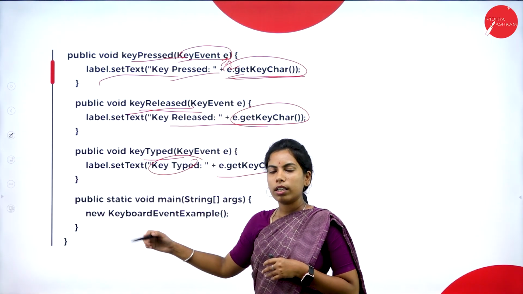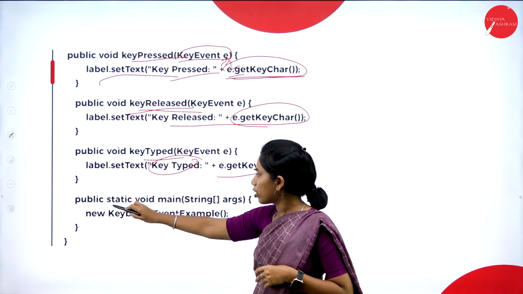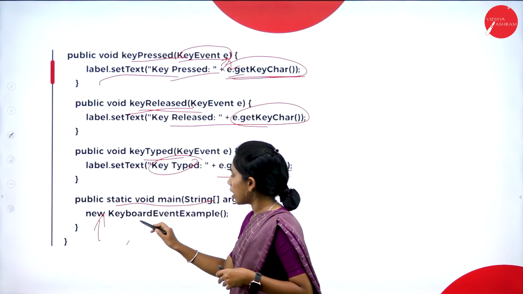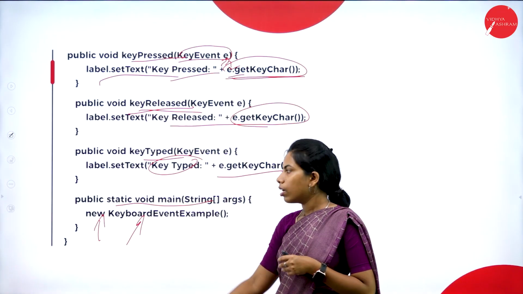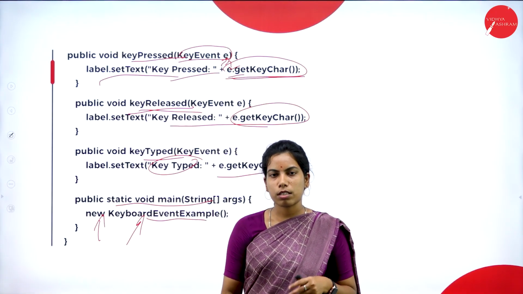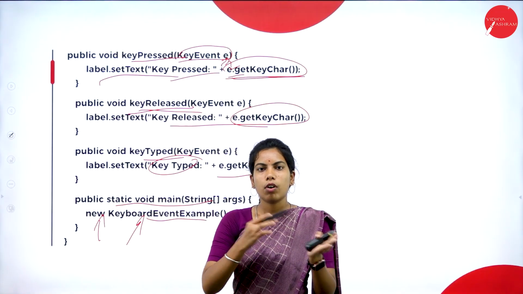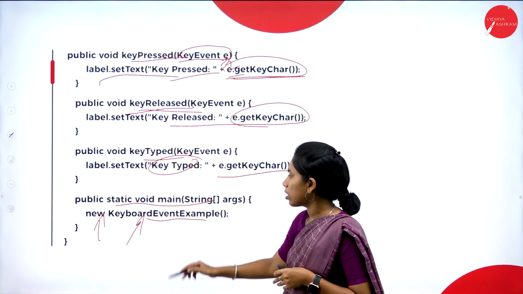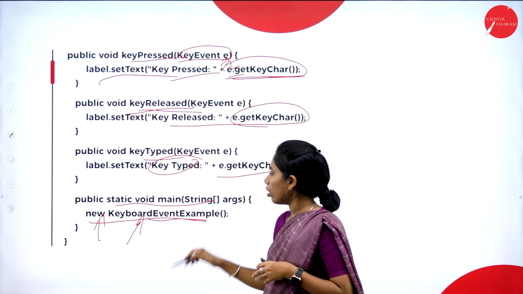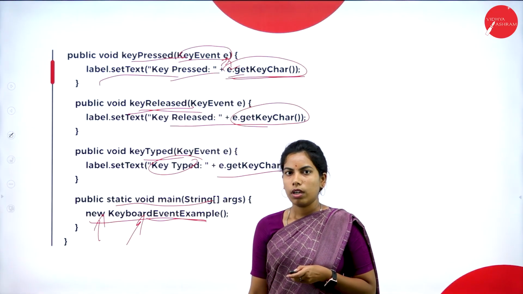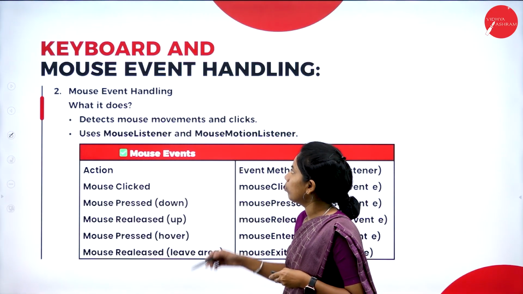After all the method declarations, we need the main method. Inside that I use the new keyword assigned with the constructor KeyboardEventExample with open and close parentheses, because we create a new object instance of the class inside the main method. So that's why we need new KeyboardEventExample. Understood now?